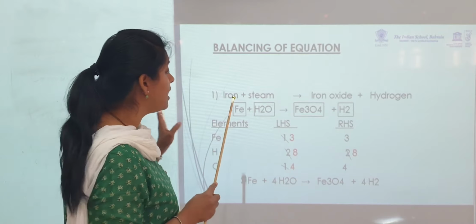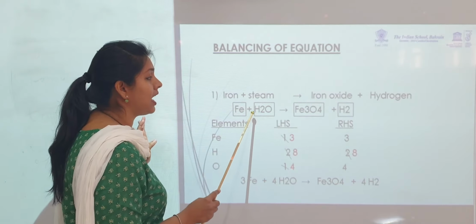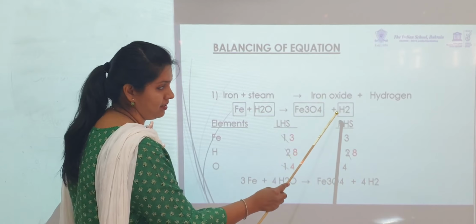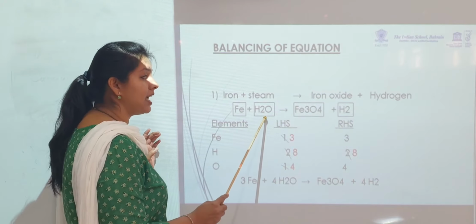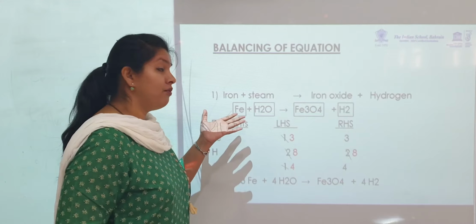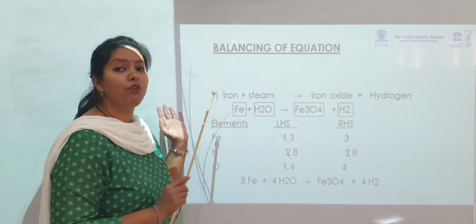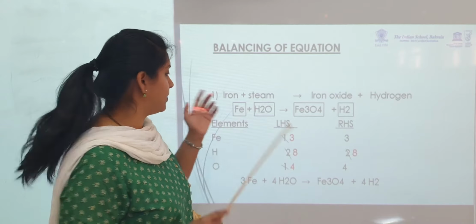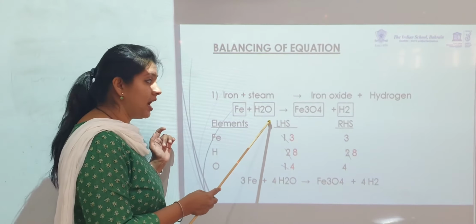The third rule, you have to put boxes around each formulae. Now this is only for the beginning children. Once you are very much experts in balancing, you can avoid this step, and I am sure you are going to be very experts. So you put boxes around each formulae.